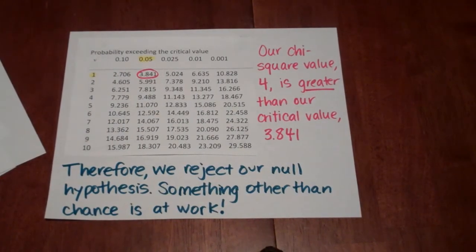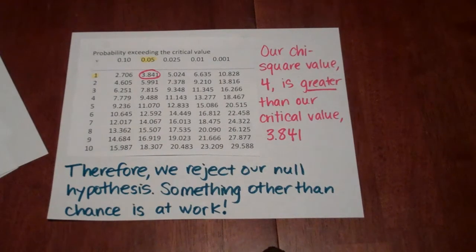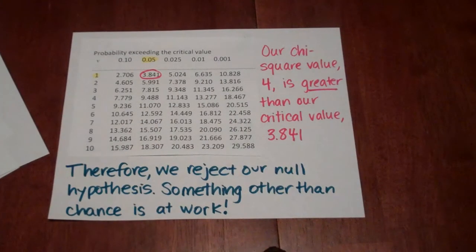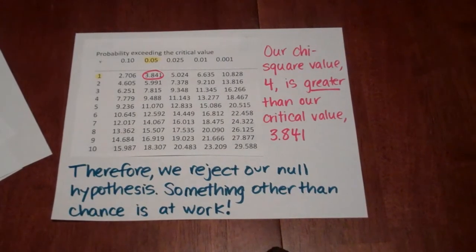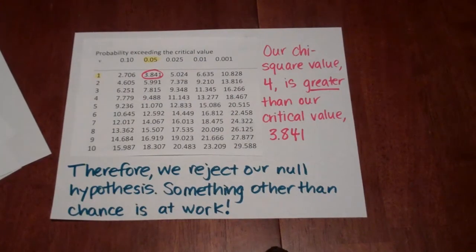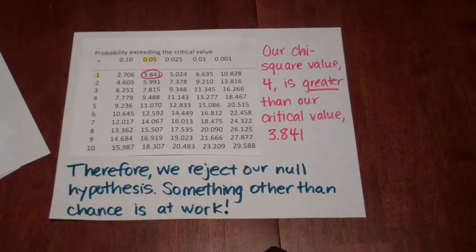Now let's take a look at our critical value. Remember, our degrees of freedom was 1, since we had 2 outcomes minus 1, and that 2 minus 1 is 1. At a 95% certainty for 1 degree of freedom, our critical value is 3.841. So we got 4 for our chi-square value, and 4 is higher than 3.841. So we reject our null hypothesis. Our coin must be rigged, or I'm flipping it incorrectly, since rejecting our null hypothesis means that something other than chance is at work.